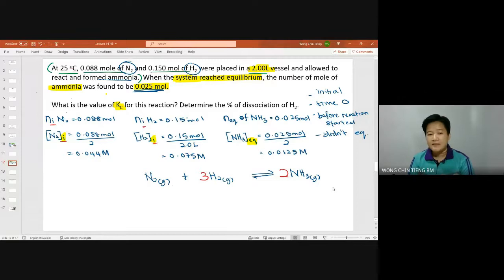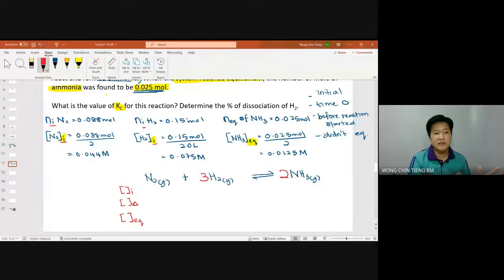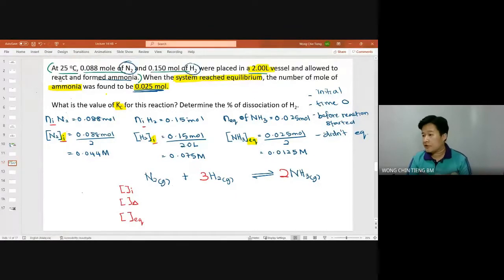Cara paling senang nak ice table adalah guna concentration terus. Concentration initial, concentration change, alright, guna segitiga, concentration equilibrium. Ni cara paling senang. Tak payah tulis panjang-panjang. Okay, especially kamu nak jawab objektif sahaja. Okay, that is the easiest way. Initial of nitrogen, put it in 0.044 molar. Hydrogen, 0.075 molar. Ammonia, 0.0125. Oliver?